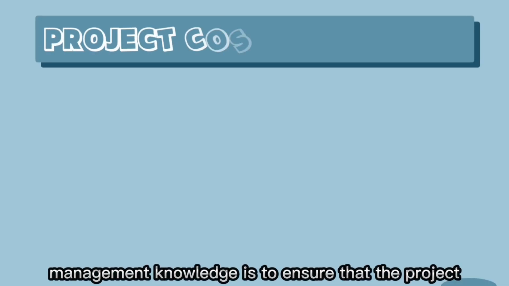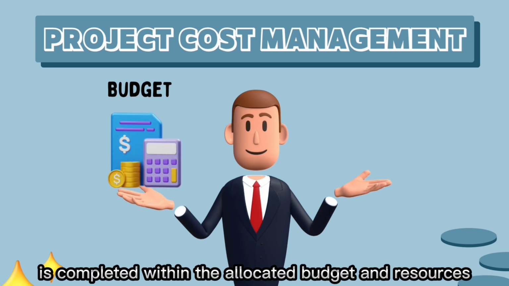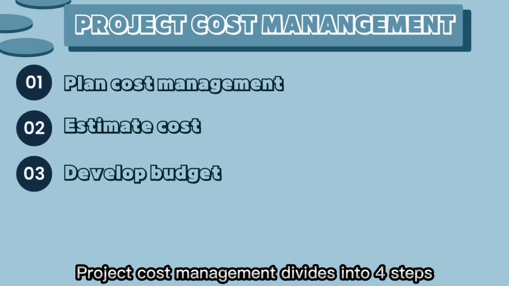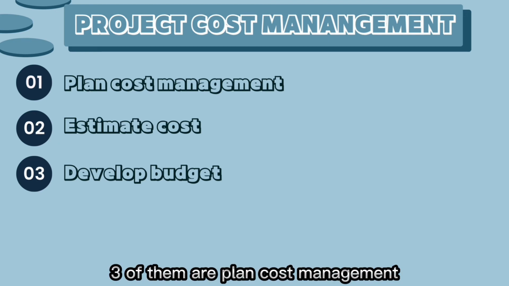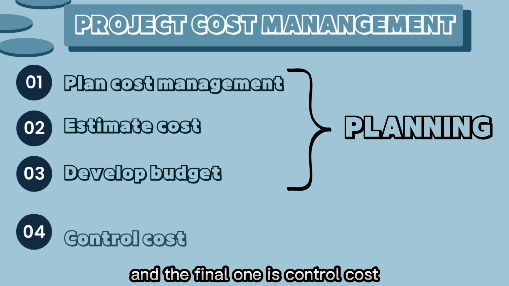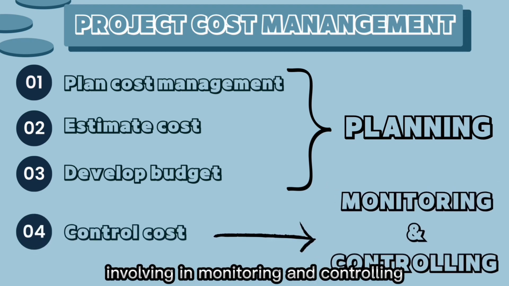This project management knowledge is to ensure that the project is completed within the allocated budget and resources. Project cost management divides into 4 steps. 3 of them are plan cost management, estimate cost, and develop budget, which are in planning process. And the final one is control cost, involving in monitoring and controlling.